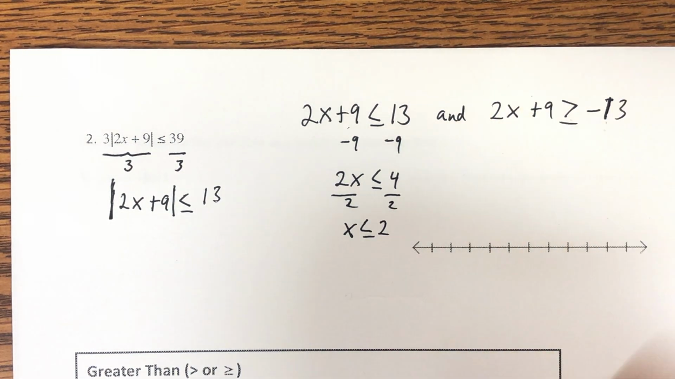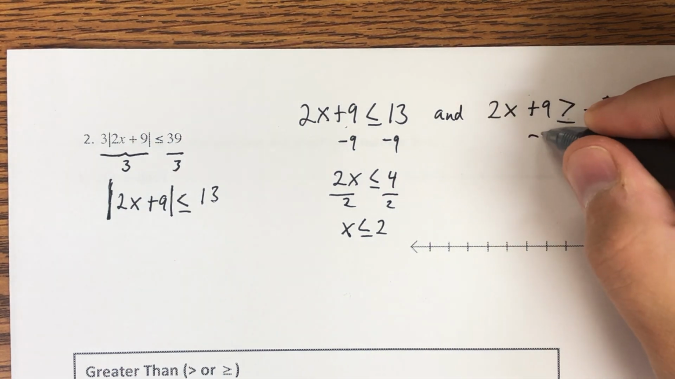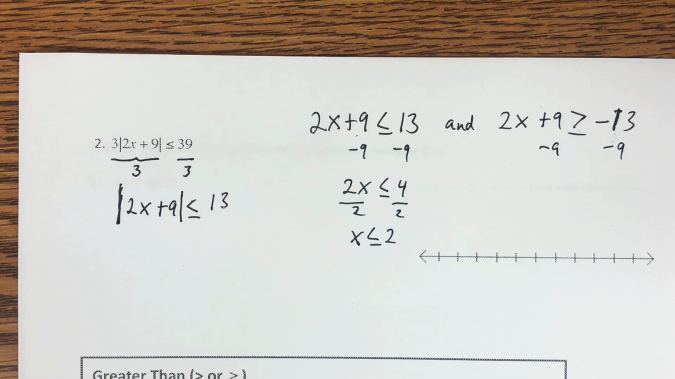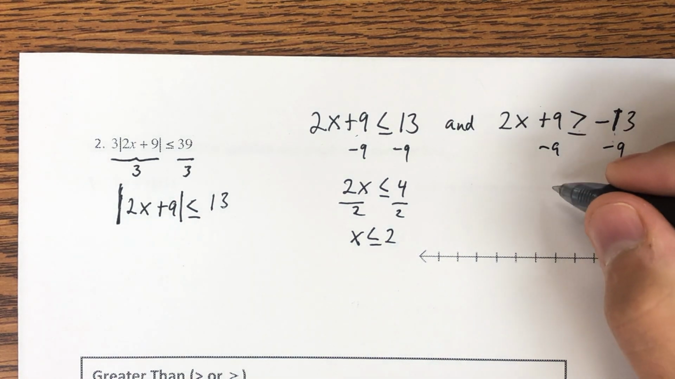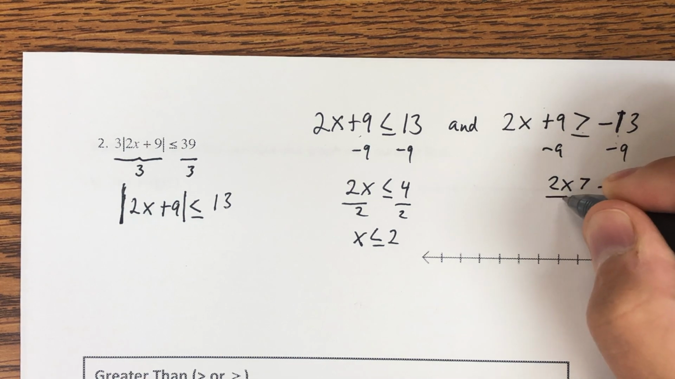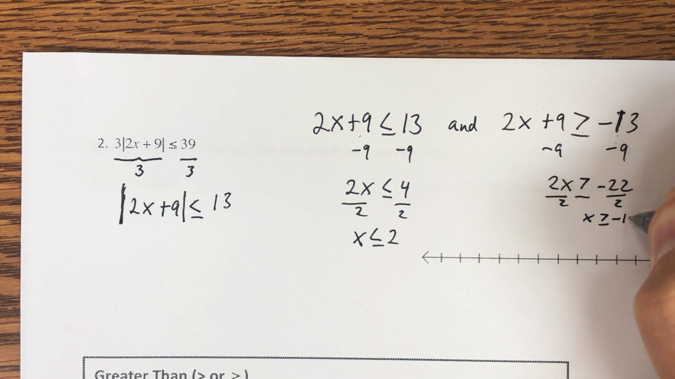I'm going to solve the second one before I start graphing, just so I have an idea of what my graph's going to look like. So subtract 9 again, subtract 9. Negative 13 minus 9 is negative 22. So 2x is greater than or equal to negative 22. Divide by 2, x is greater than or equal to negative 11.